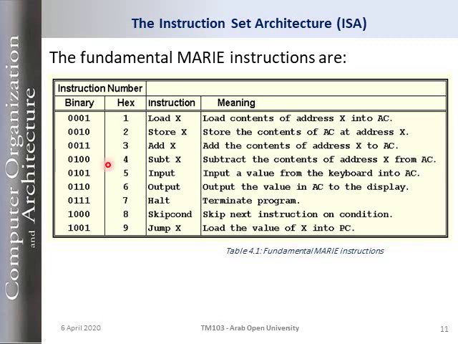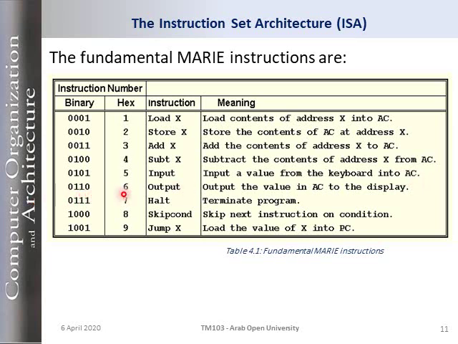Instruction number 4, this is the binary code for it, is subtract X. So what does that mean? Subtract the contents of address X from AC, the accumulator. So the content of the accumulator minus the content of address X from memory. Instruction number 5, this is the binary code of 5, is input. Input means any value we get from the keyboard, we put it into the accumulator register.